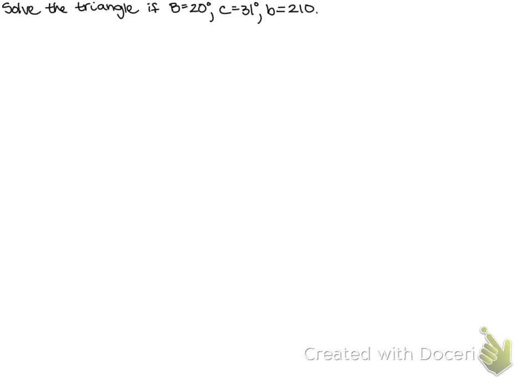All right, last example. Solve the triangle if B equals 20 degrees, C equals 31 degrees, and b is 210. All right, solve. Solve means find everything you're missing. Notice I have big B, little b, and big C, which means I'm missing big A, little a, and little c. So I've got to find all three of those things. Okay, so the first thing I'm going to find is my c. Then I'll come back and find my a. But I'm going to use b to help me do it.